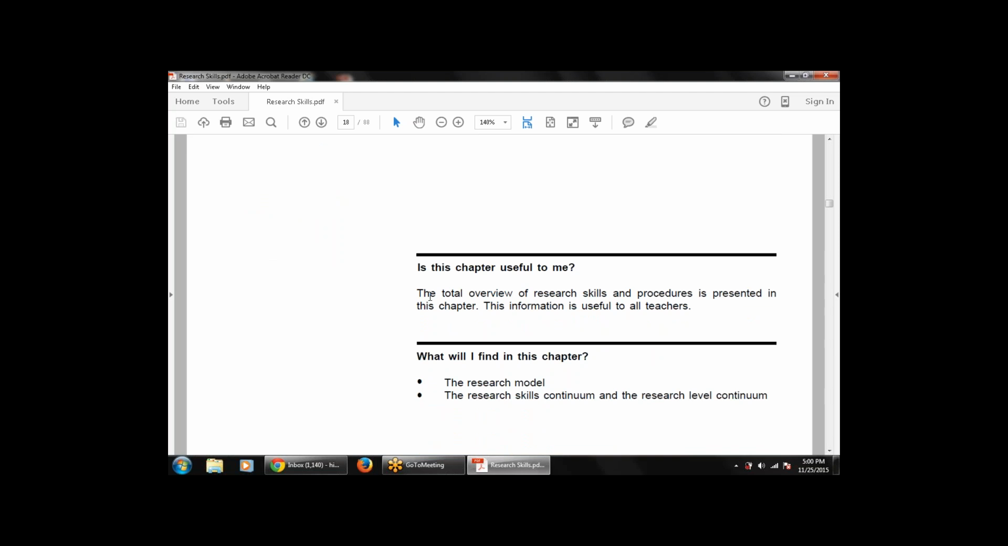Is this chapter useful to me? Now, what is the main crux, or the main scenario, of this chapter? It says the total overview of the research skills and the procedures is presented in this chapter. Total overview means whatever content or material is used for the research skills is covered in totality. This information is useful to all teachers. So if any teacher is interested in gathering information, this chapter is very important, and it is useful to all the teachers.